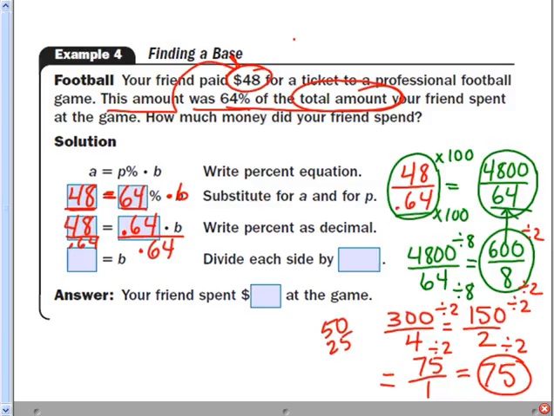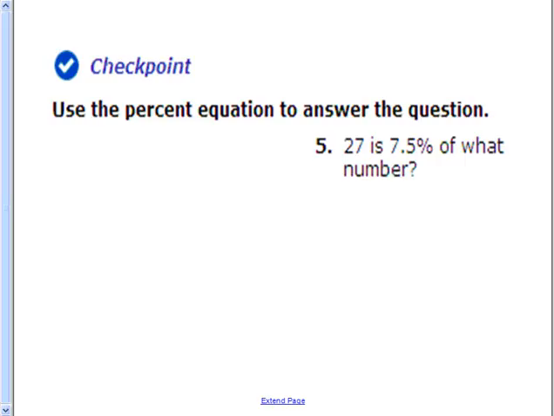So let's go back. What did we just do? We divided each side by 64 hundredths. I did a whole bunch of stuff to get there. I got 75 is equal to B. So it looks like my friend spent $75 at the game. There we are. So at this point, you might be feeling confident about example 4, and if you are, feel free to go ahead and try checkpoints 6 and 7. I'm going to do one more example for those who would like to see one more problem.